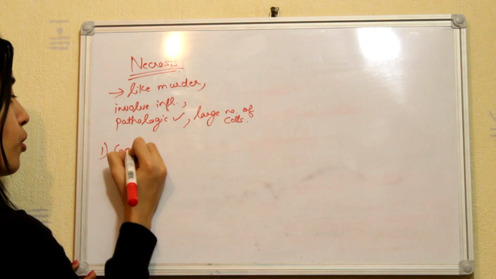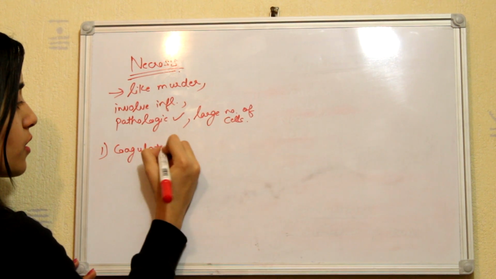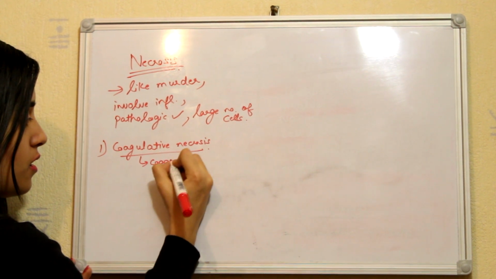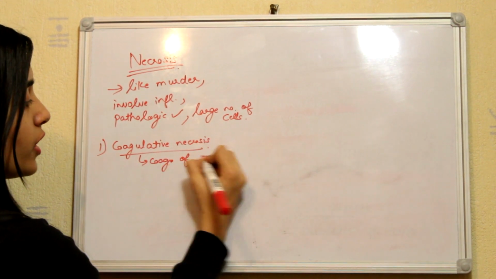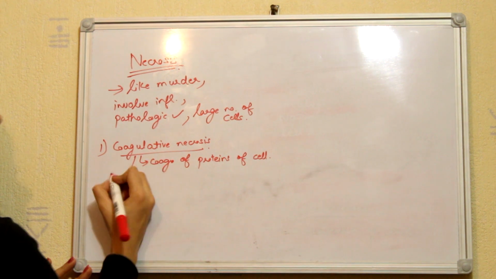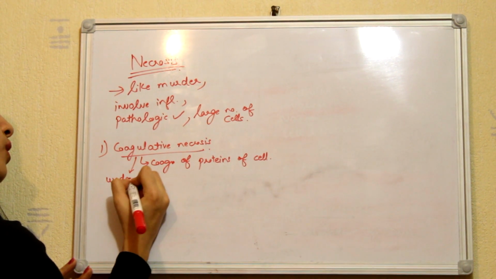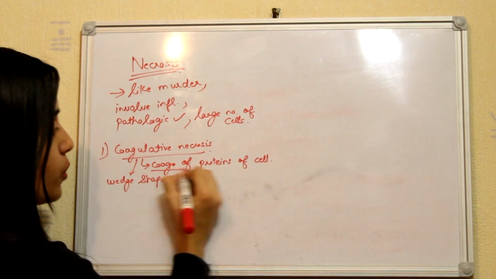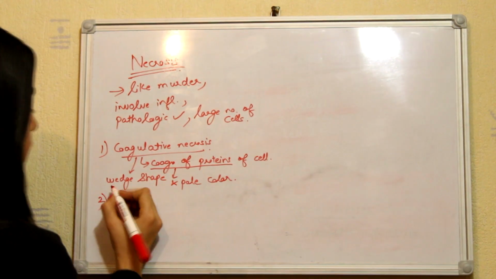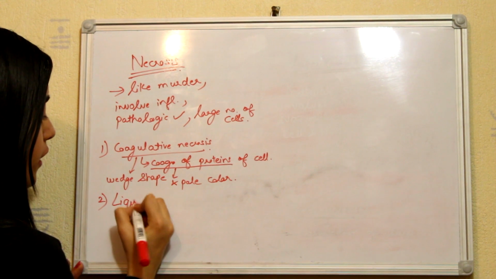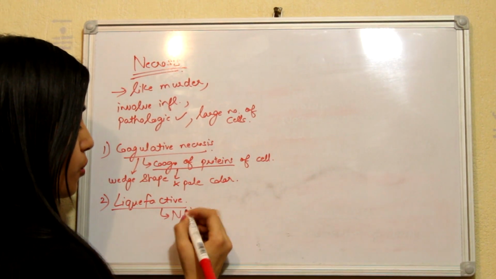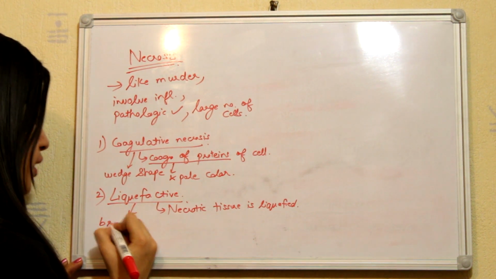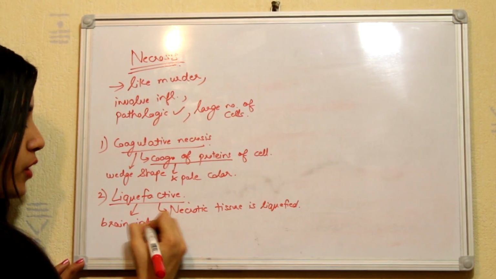First is coagulative necrosis. In this, there is coagulation of the proteins of the cell, and it looks wedge shaped, and because of coagulation of proteins, it will give it a pale color. Second is liquefactive. In this, the necrotic tissue is liquefied, and it is the characteristic of brain infarction. This is very important.